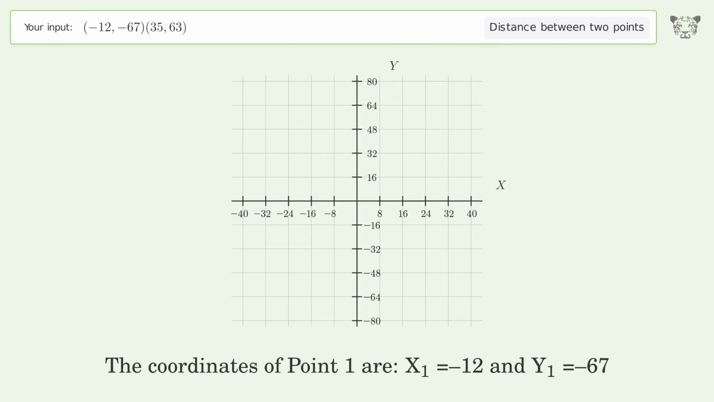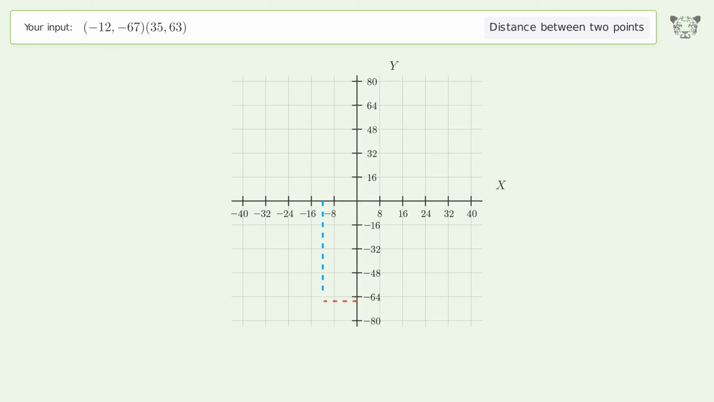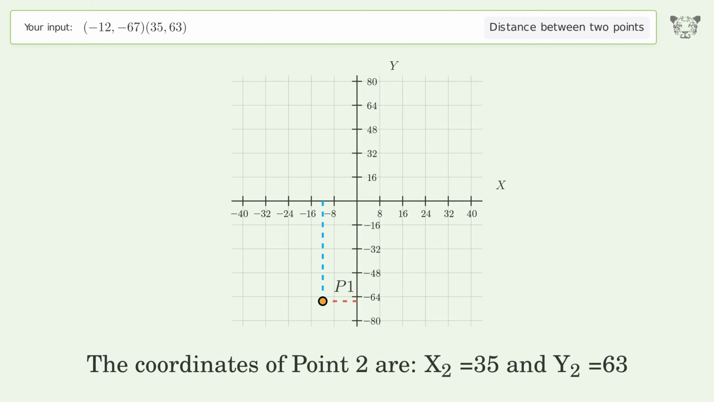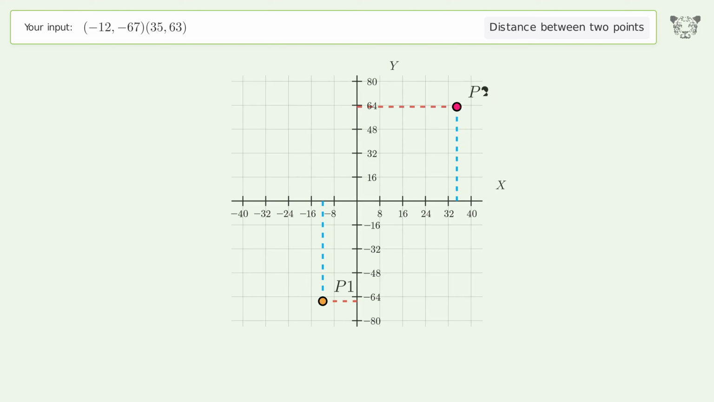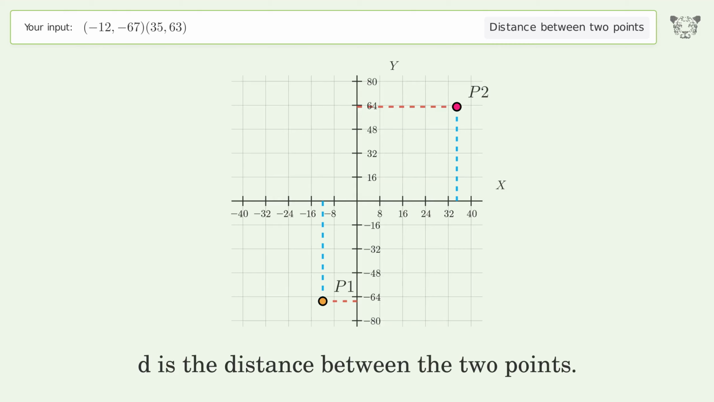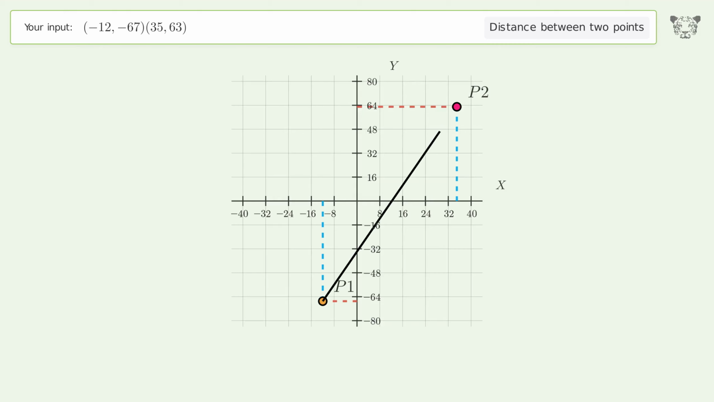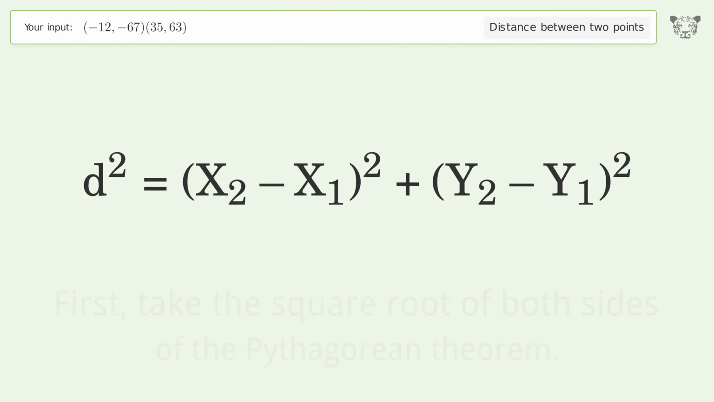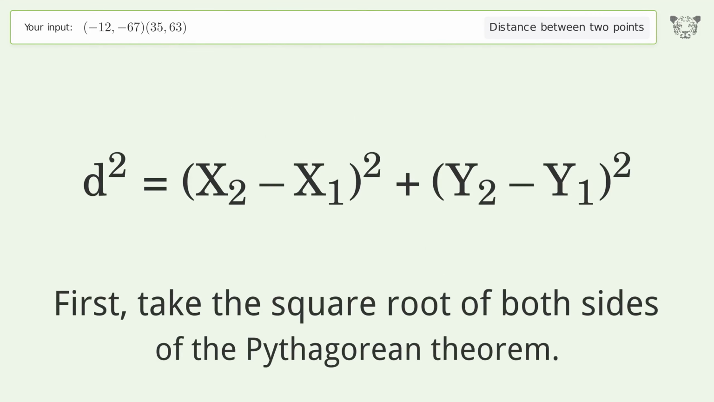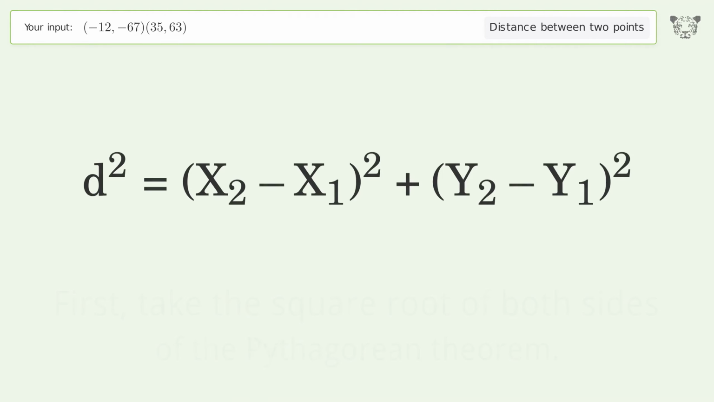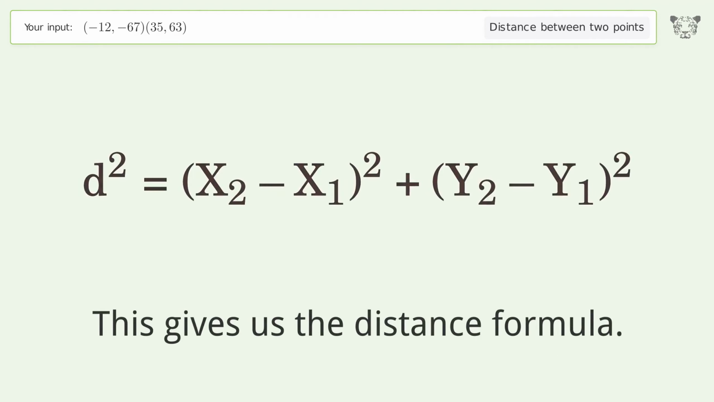The coordinates of point 1 are x1 equals -12 and y1 equals -67. The coordinates of point 2 are x2 equals 35 and y2 equals 63. D is the distance between the 2 points. First, take the square root of both sides of the Pythagorean theorem. This gives us the distance formula.